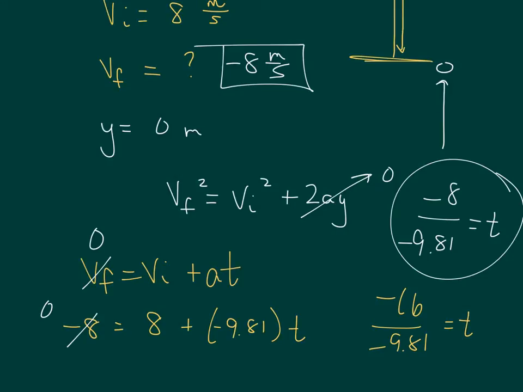Yeah, so what you need to do is find what your VF is. VF is going to be the square root of VI squared with a plus or minus, which really means just that VF is plus or minus VI. It's the same as VI, but positive or negative depending on the direction.